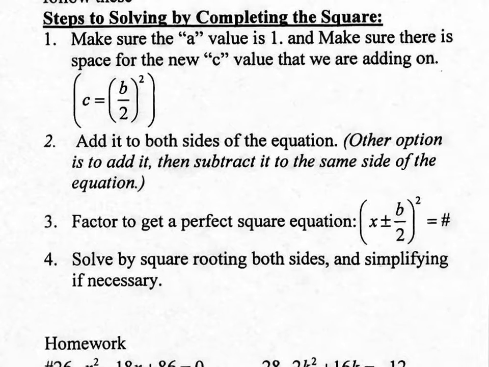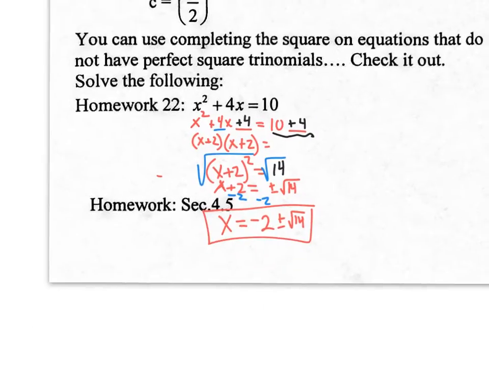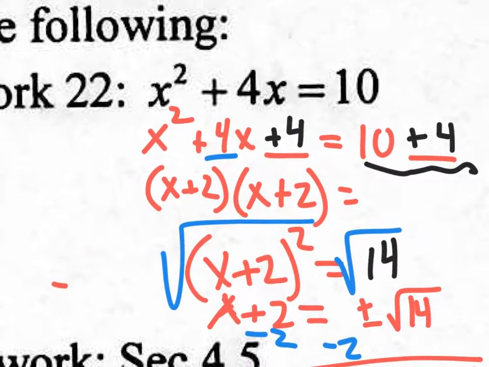So step 1, it says make sure the a value is 1. Ladies and gentlemen, you need to make sure that the a value is 1. If I go back down to here, is this a value 1 right here? Yes, it is. What if I would have had a 2 right here? What would I have to do? I'd have to get rid of the 2 by dividing everything by 2. Does that make sense? If I had a 2 right here, I'd have to divide by 2, divide by 2, divide by 2, and I'd have a new equation with the a value of 1.